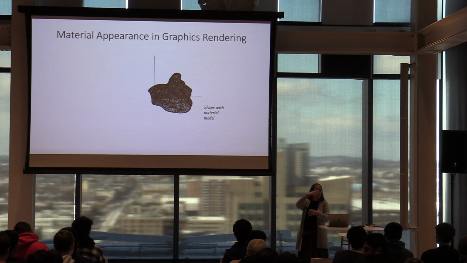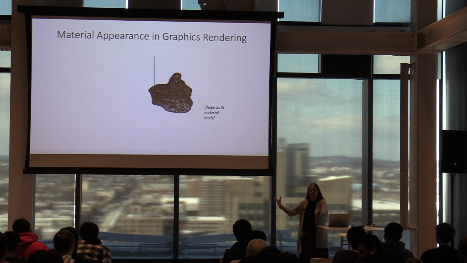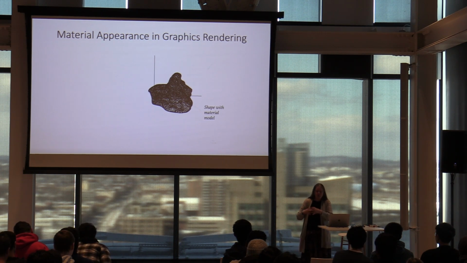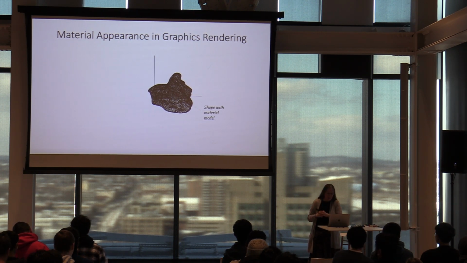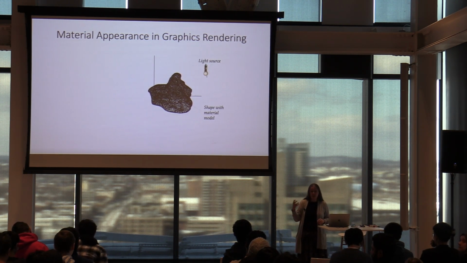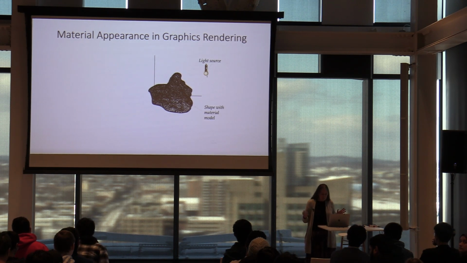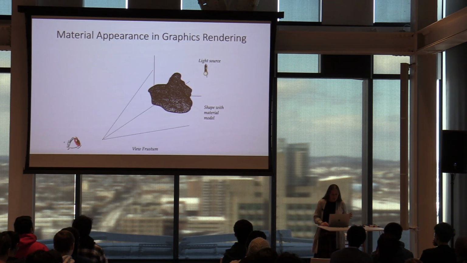Does it all go in one direction like a mirror? Does it go in all directions like a matte surface? Mathematically, what happens when light hits a point on the surface? And then we're going to have a numerical definition of the light sources in the scene.